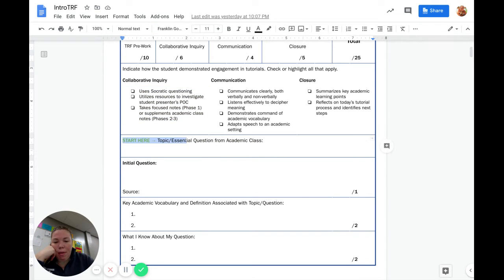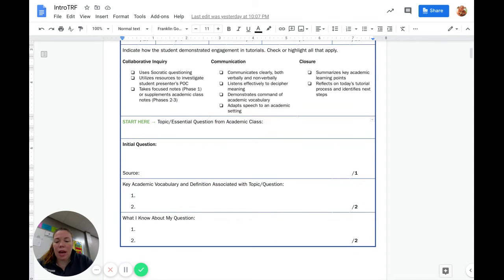And I asked you to start here. There's lots of good information above, but I asked you to start here to pick something from a class and write a question down for that class. And then I asked you to process through these next couple pieces. What's some key vocab that you need? If my question is, what is the structure of an atom? Some vocab might be, what's an atom? What's a proton? What's a neutron? What's a nucleus? And then some things you know.